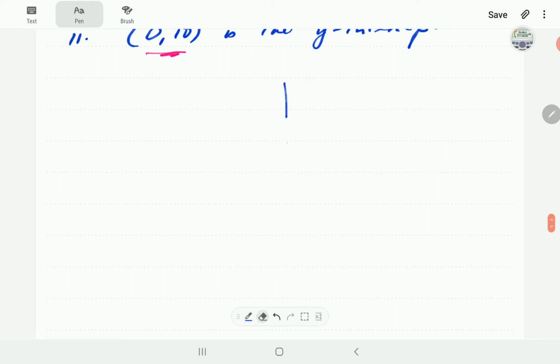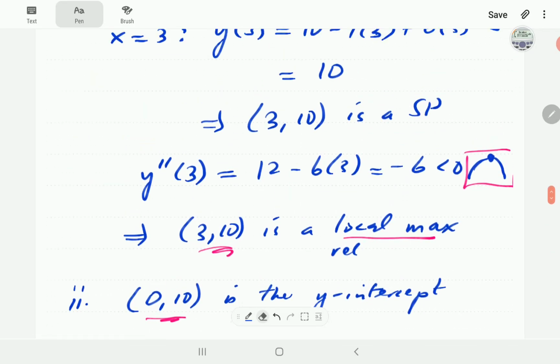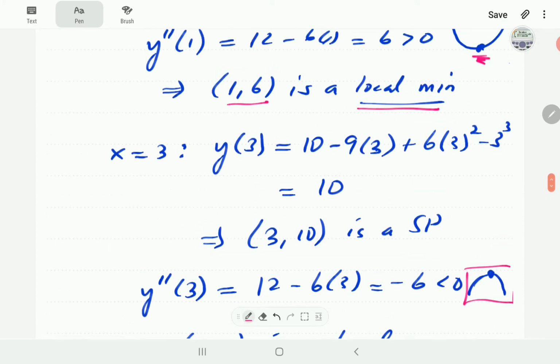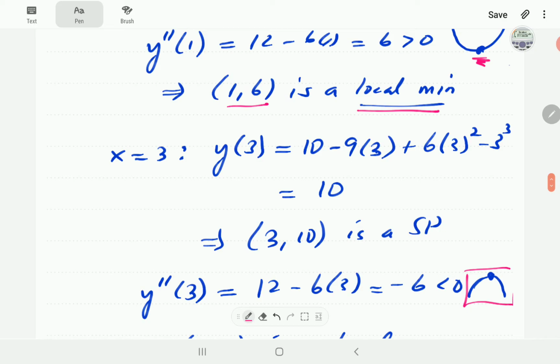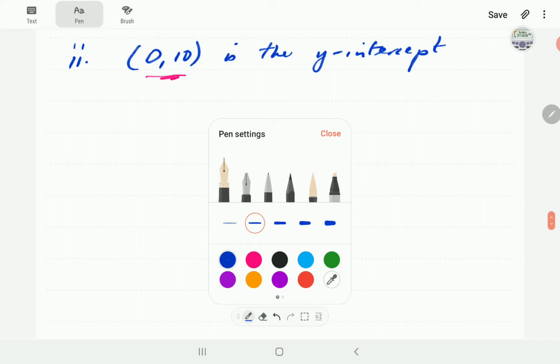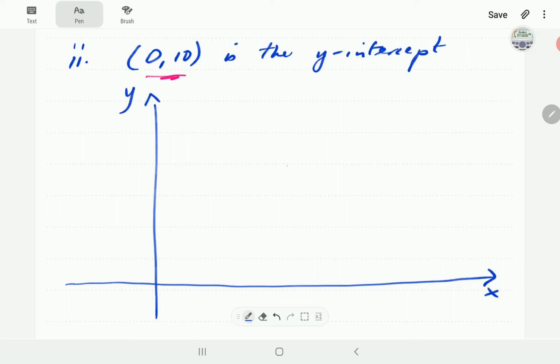So the first thing we're going to do is just make a little survey of our points of interest. (3, 10) is in the first quadrant. (1, 6) is also in the first quadrant. So in our sketch, we are going to make the first quadrant pronounced. Okay, so our sketch is going to be dominated by the first quadrant.